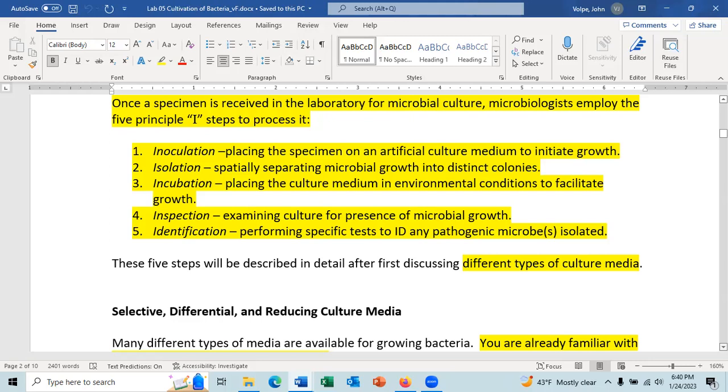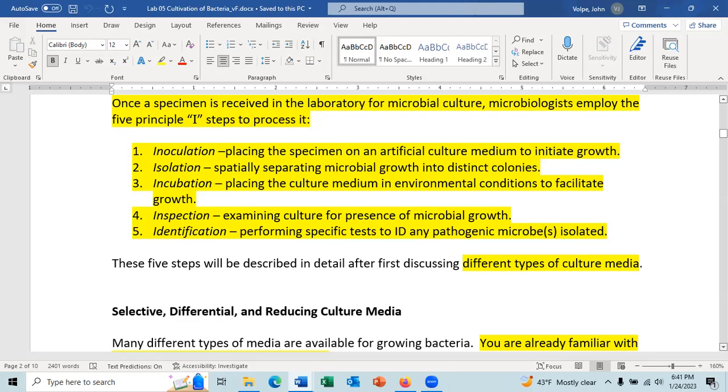Incubation, placing the culture medium in an environment under conditions to facilitate its growth, meaning we'll put them in an incubator to grow the culture. Inspect, examining the culture for the presence of microbial growth and certain colony characteristics. And then lastly, identification, performing specific tests to identify any pathogenic microbes that may be isolated.